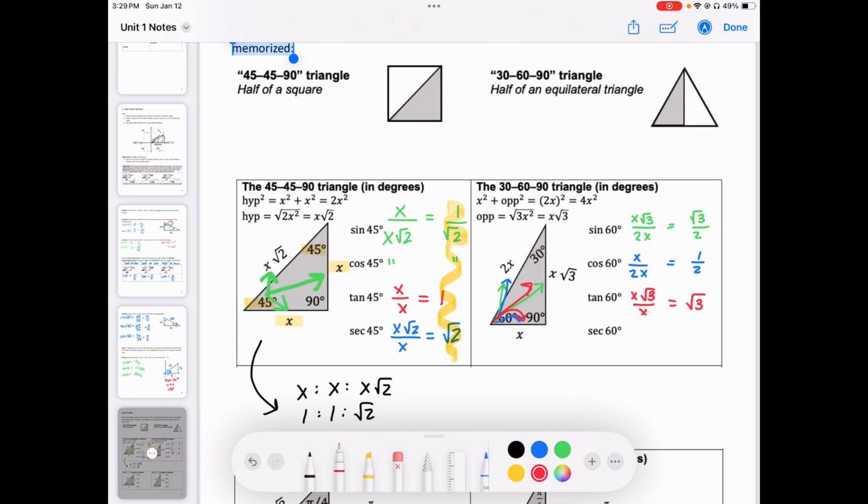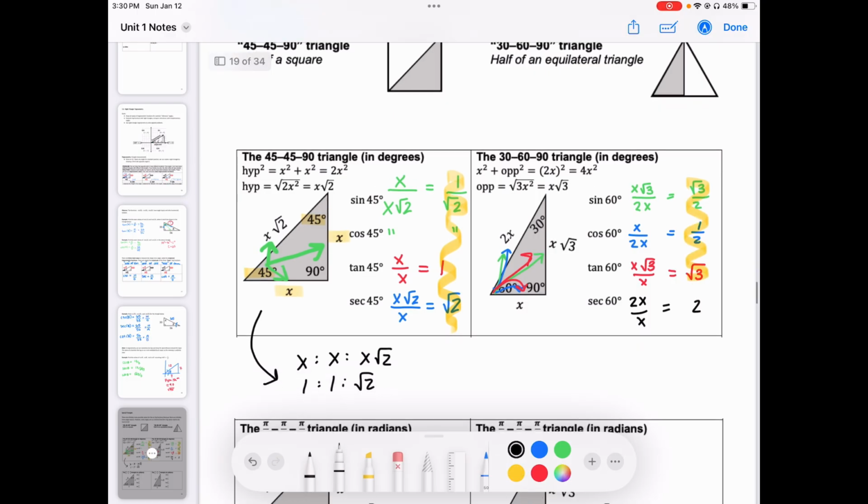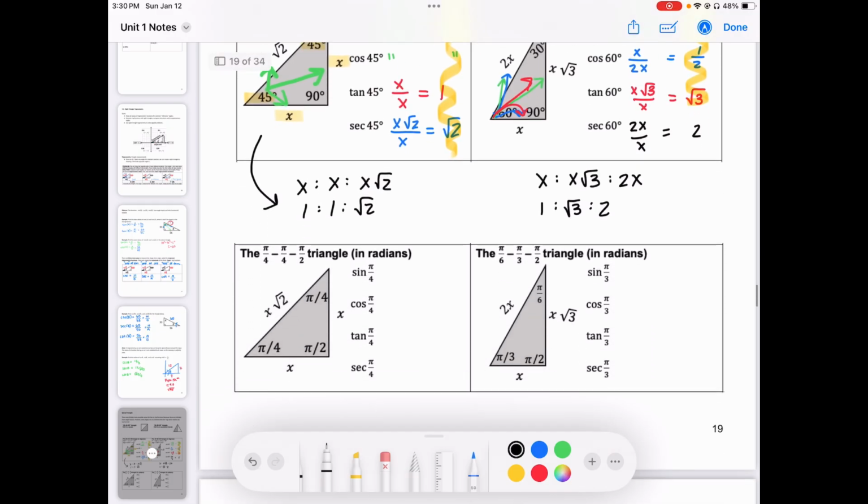Now secant, my last color here, secant is the opposite of cosine, so that's going to be 2x over x, or 2. Now again, these are going to be really important numbers to keep in mind. What we can do with the ratio again is say x to x root 3 to 2x, or 1 to root 3 to 2. Similar to before, we can multiply by any factor or divide, and that ratio will still hold true. In radians, it's the same exact thing.